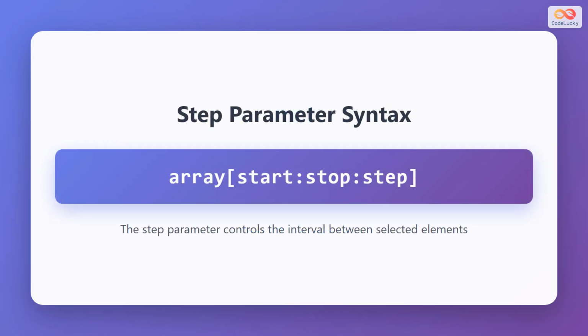The step parameter is the third component in NumPy's slicing syntax. The complete syntax is array[start:stop:step]. The step parameter controls the interval between selected elements, determining which elements you skip as you move through the array.